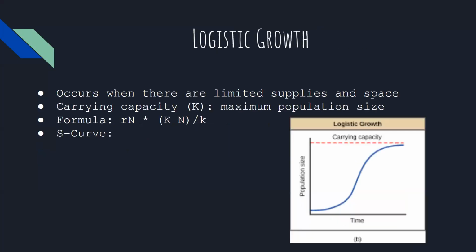And logistic growth. This occurs when there is a limited amount of supplies and space, which means there is competition. So you cannot just keep increasing the population size however much you want. It has to stop at some point, and that is the carrying capacity, which is the maximum population size. The formula is given by rN times K minus N over K. And this is considered an S curve because the graph looks like an S.